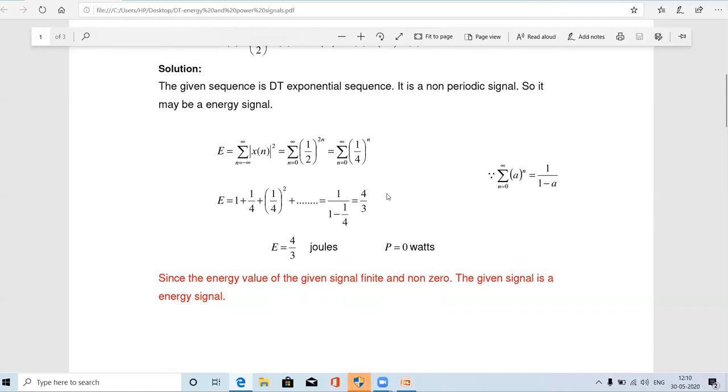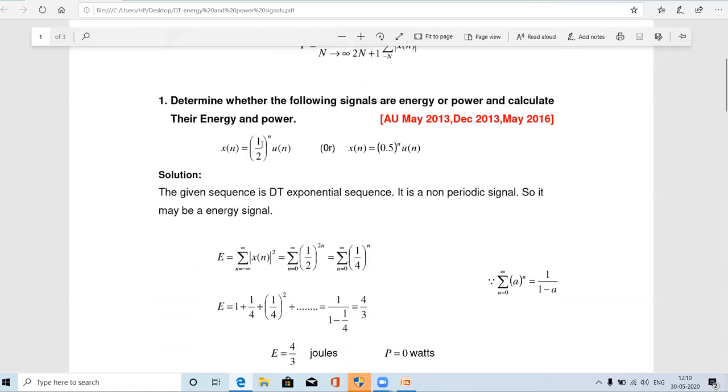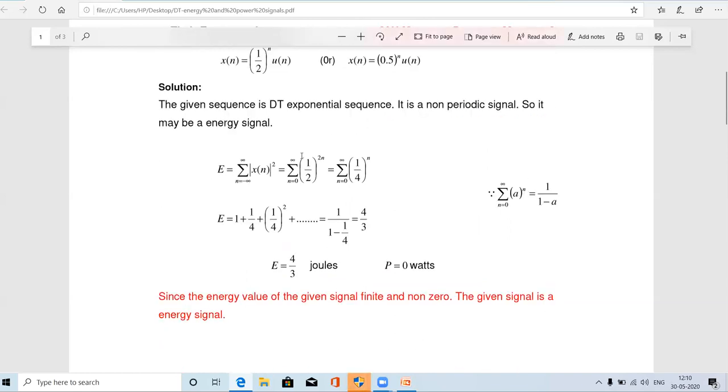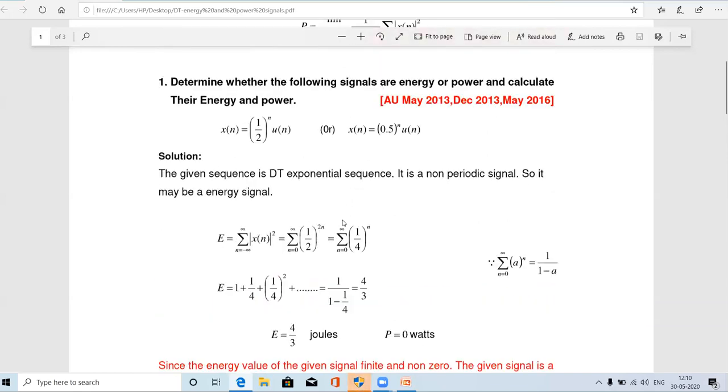So 4 by 3 is some 1.33 watts. Here the energy of the given signal is 4 by 3. Is 4 by 3 a finite value or infinite value? It is a finite value. So the given signal has a finite energy value. So the given signal is an energy signal. This is an important problem. So 1 by 2 to the power n u of n, whose answer is 4 divided by 3. This is an important question.